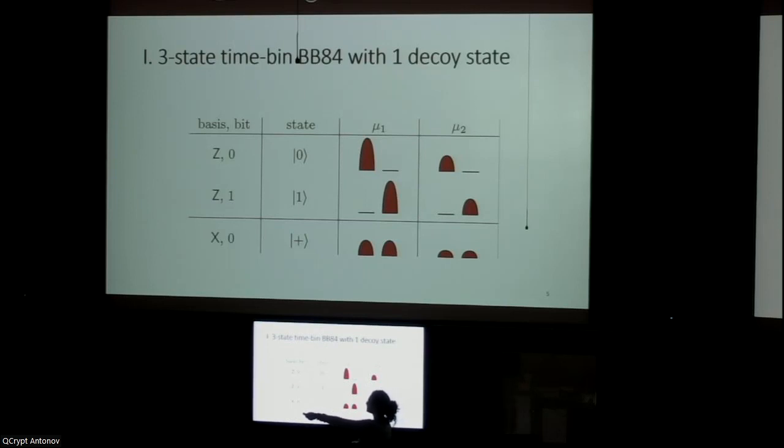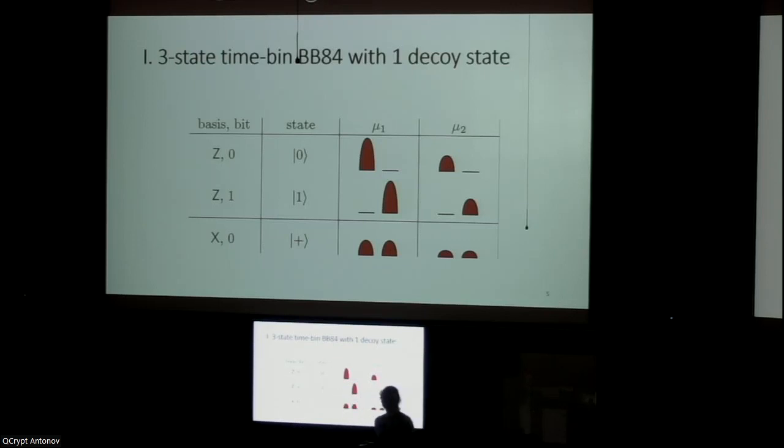In the Z basis, we have the state either 0 or 1. The 0 state consists of a qubit with a pulse in the early time bin. We can associate this to bit 0, and the state 1 consists of a pulse in the late time bin, and we can associate that to bit 1. Now we use the 3-state time bin, and so in the X basis, we only need the plus state, where we have a pulse in the early and in the late time bin.